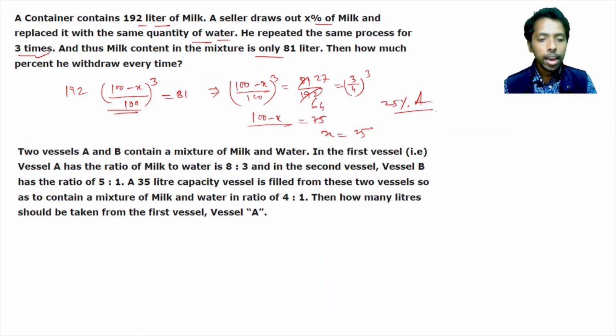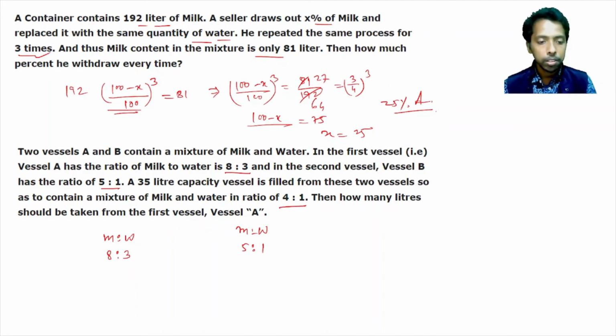Two vessels A and B contain a mixture of milk and water. In the first vessel, vessel A, the ratio of milk and water is 8:3. So this is milk and water, 8:3. This is the second container, 5:1, right? And the final one is 4:1, milk and water.